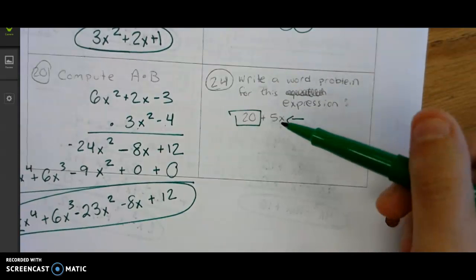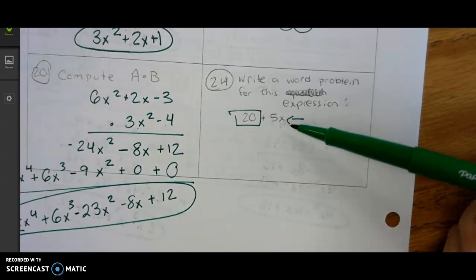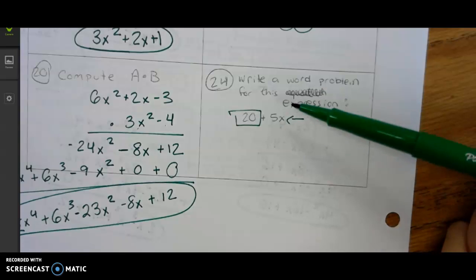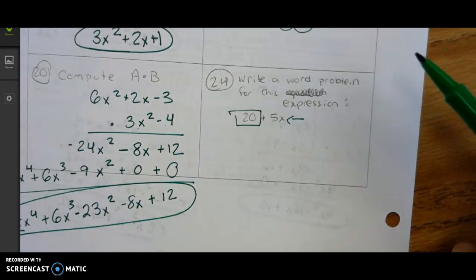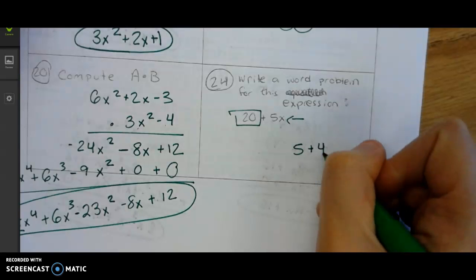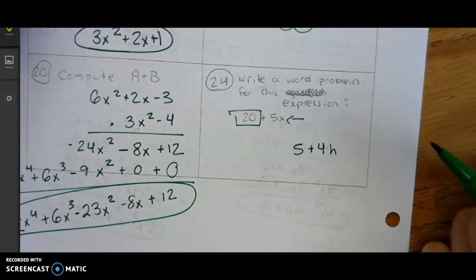So the amount I spent was $20 plus 5 times the amount of shoes that I bought. Or 5 times the amount that you paid for something. So this was like the bowling one. I spent $5 to get shoes, and then I spent $4 an hour per lane. So this is something like that. Whatever word problem you want to come up with, it just has to be 2-3 sentences.